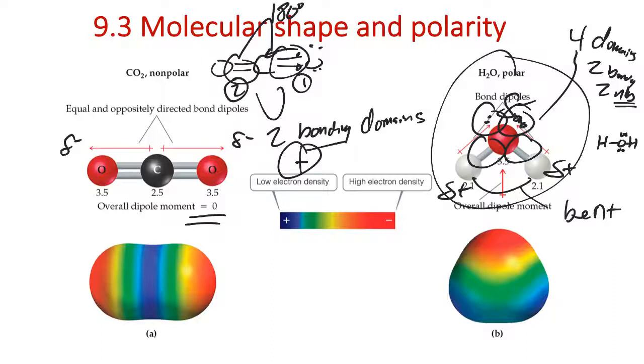So notice CO2 doesn't have any electron pairs on carbon. It only has the 2 bonding domains, no non-bonding domains. So we go 180 and then linear in the shape. So the CO2 molecule, we would say this shape is just simply linear.